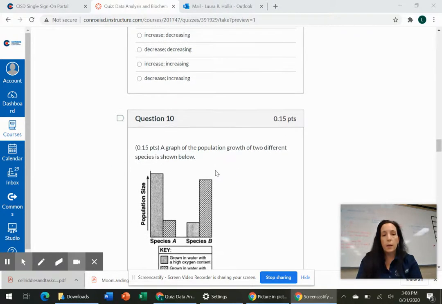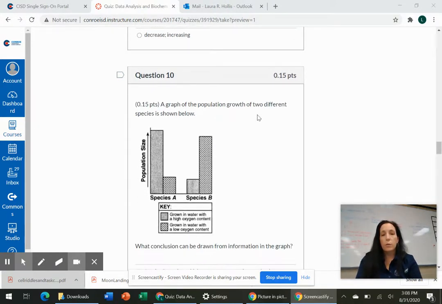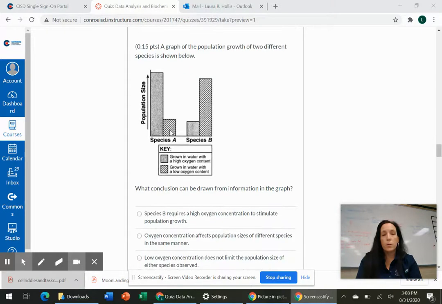All right, number 10. A graph of the population growth of 2 different species is shown below. So here's species A, and this darker area says grown in water with a high oxygen content, and then the slashed area is grown in water with low oxygen content. What conclusion can be drawn from information in the graph? You know that in science you're going to have lots of graphs and lots of things with answers in the graph. So you have to be able to look at data or look at graphs and draw conclusions from them.